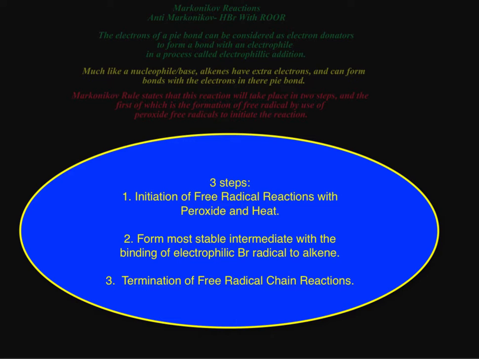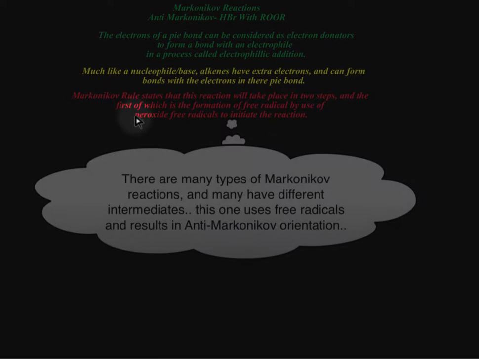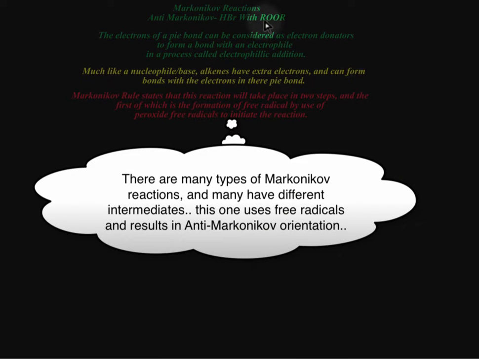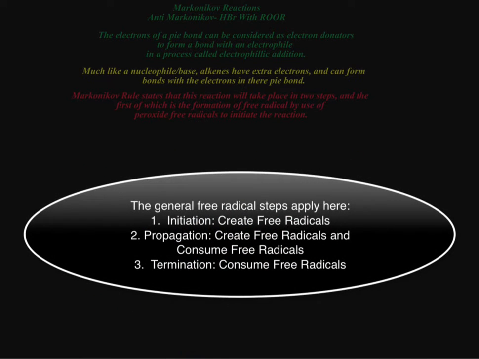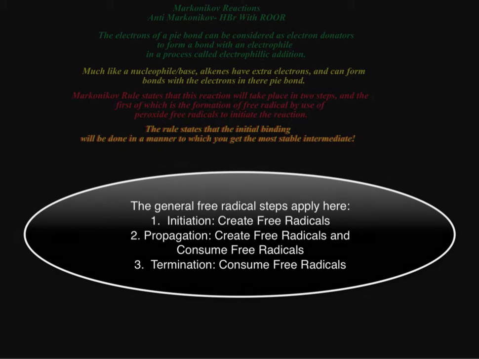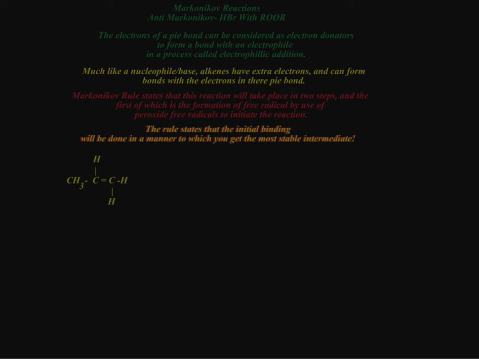Here, we're going to have two steps. The first step is to form the intermediate, and we're still going to try to get the more stable intermediate. But the intermediate is going to be a free radical. What happens is the peroxide, in the presence of heat, forms a couple moles of the peroxide radical. And these free radicals initiate the chain reaction that you've seen previously when we talked about chlorination and bromination of alkanes. And the propagation steps are basically going to be done in a manner that creates the most stable intermediate as your starting product.